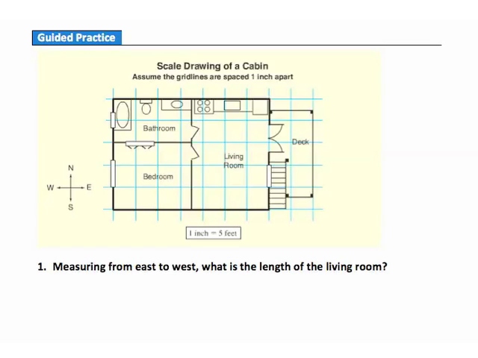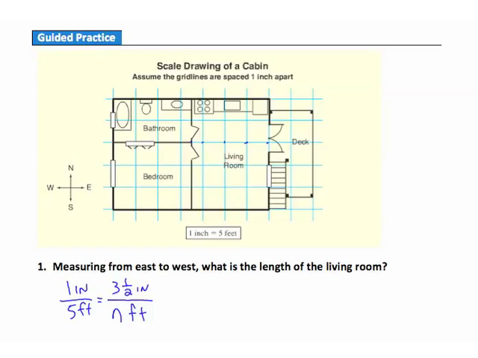Question 1. Measuring from east to west, what is the length of the living room? Well, again, let's start with the scale drawing. The scale on the drawing: 1 inch equals 5 feet. Okay, now measuring from east to west in the living room. Starting across the living room, we're going to go 1 inch, 2 inches, 3 inches, 3.5 inches. So it looks like in the scale drawing we have 3.5 inches. And we want to know how many feet that's going to be on the actual living room of this cabin.